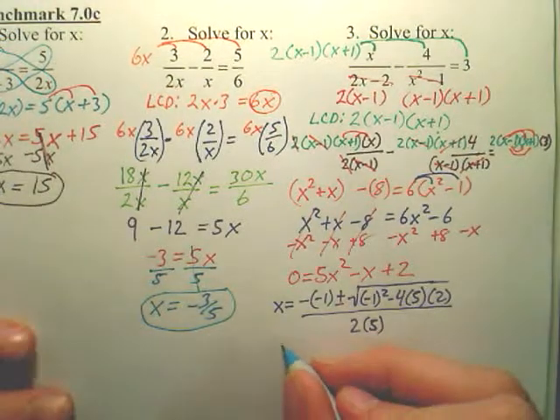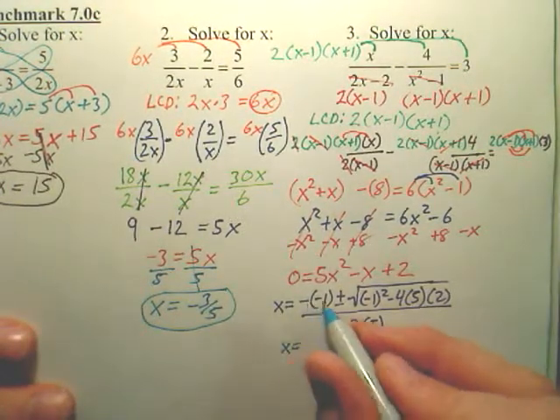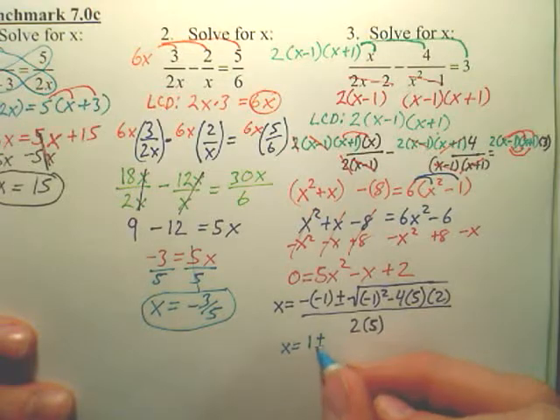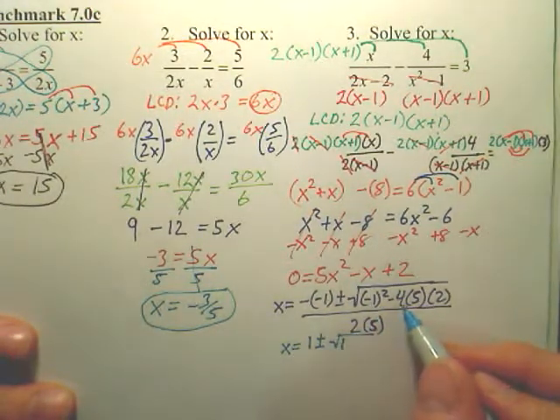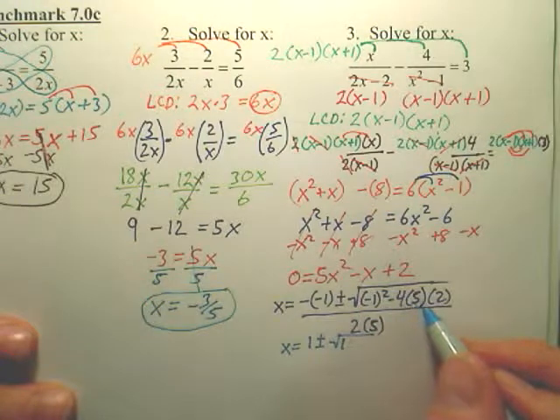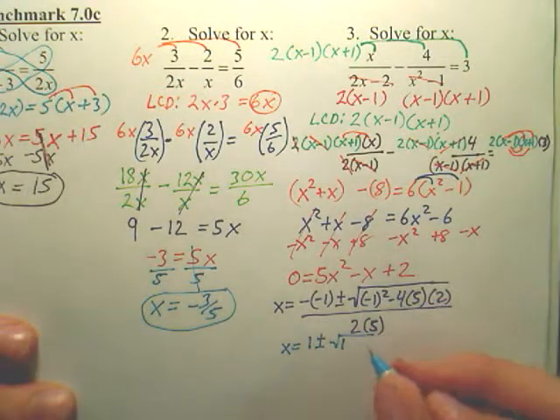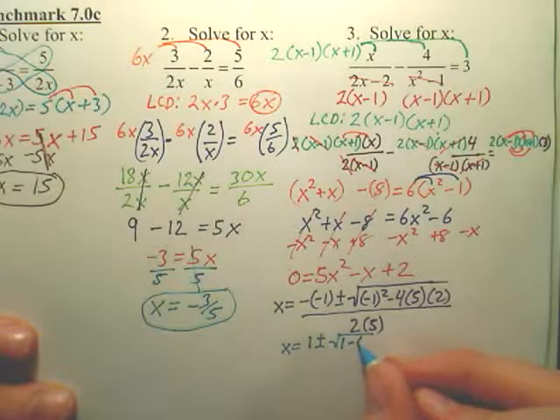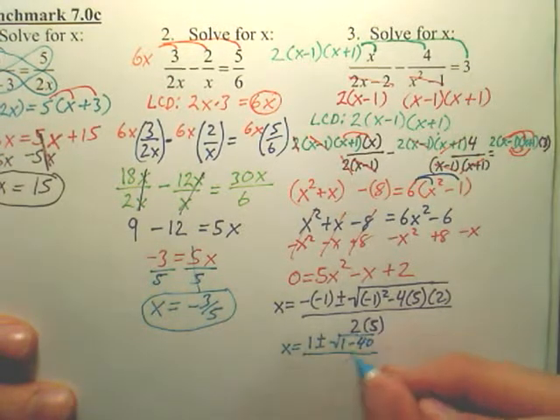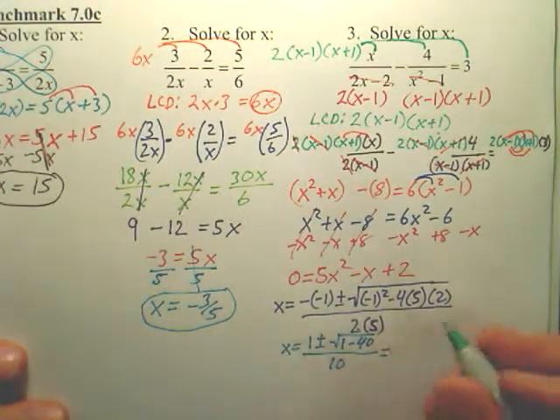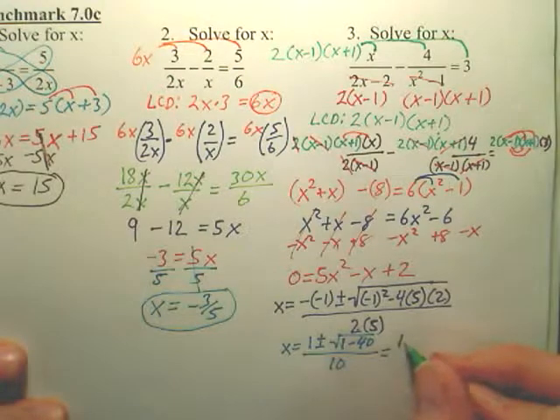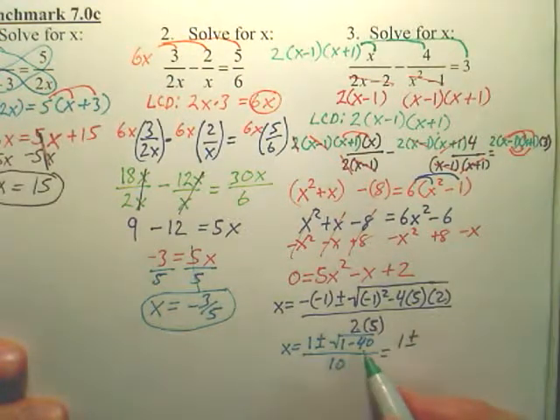And that looks like we're going to end up with x equals the opposite of negative 1, which is positive 1, plus or minus the square root of 1, and negative 4 times 5 is negative 20, times 2 is negative 40. And 2 times 5 is 10. From there, we're going to have 1 plus or minus the square root of negative 39.